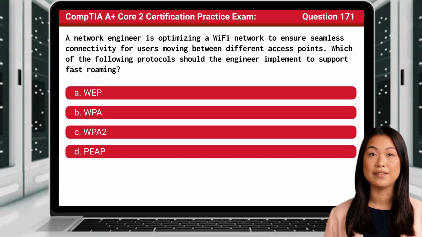Question 171. A network engineer is optimizing a Wi-Fi network to ensure seamless connectivity for users moving between different access points. Which of the following protocols should the engineer implement to support fast roaming?